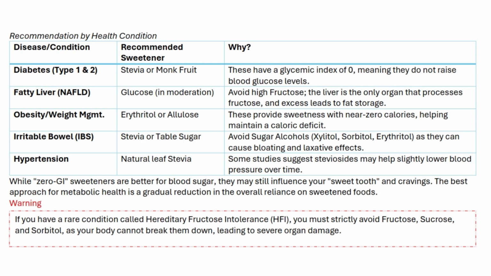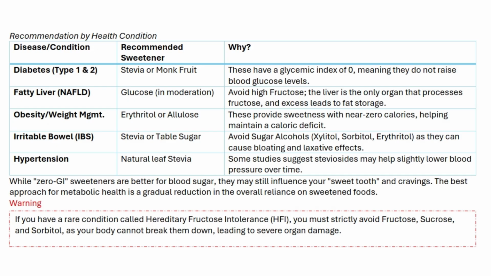The recommendations for sweeteners vary based on specific health conditions. For individuals with diabetes, type 1 and 2, stevia or monk fruit is advised due to their glycemic index of 0, which means they do not elevate blood glucose levels. In cases of fatty liver disease, NAFLD, glucose can be consumed in moderation, but high fructose should be avoided as it is processed solely by the liver and can lead to fat accumulation.